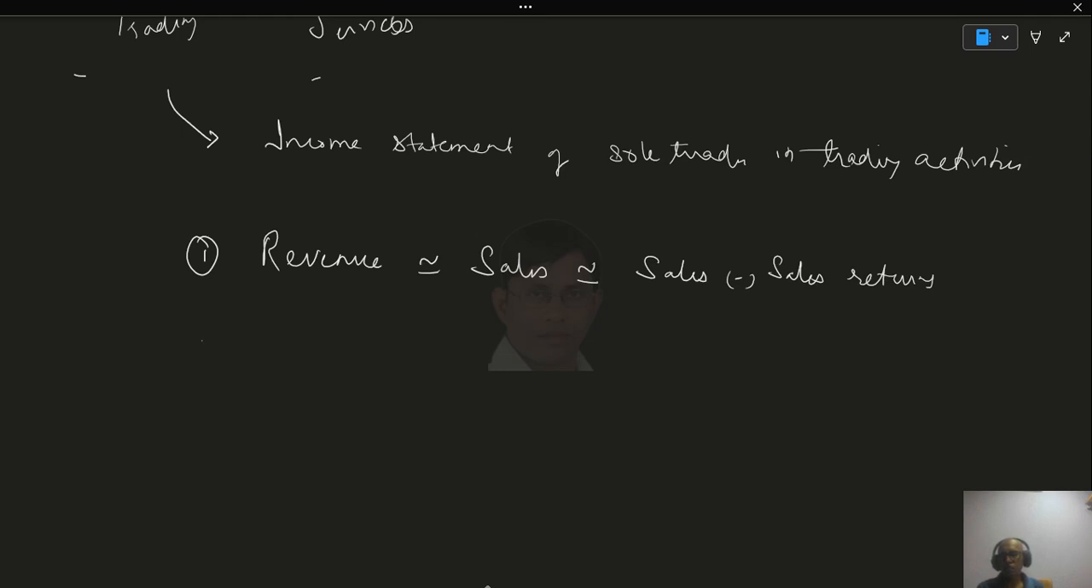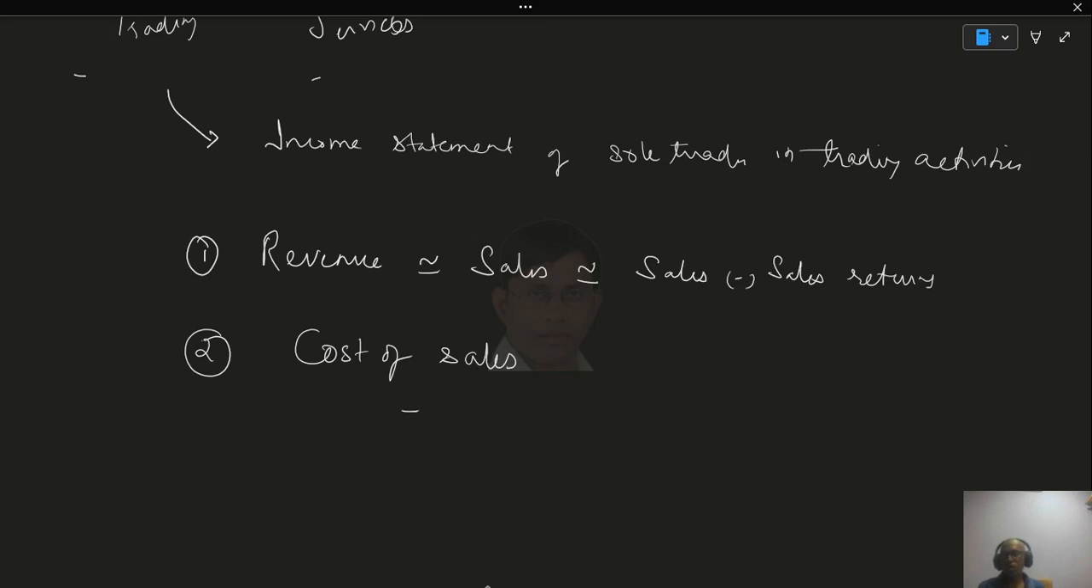What is the second step? The second step is cost of sales. So you have to remember cost of sales. This is a particular heading. You have to be aware and you have to learn this by heart. So what is there in cost of sales?